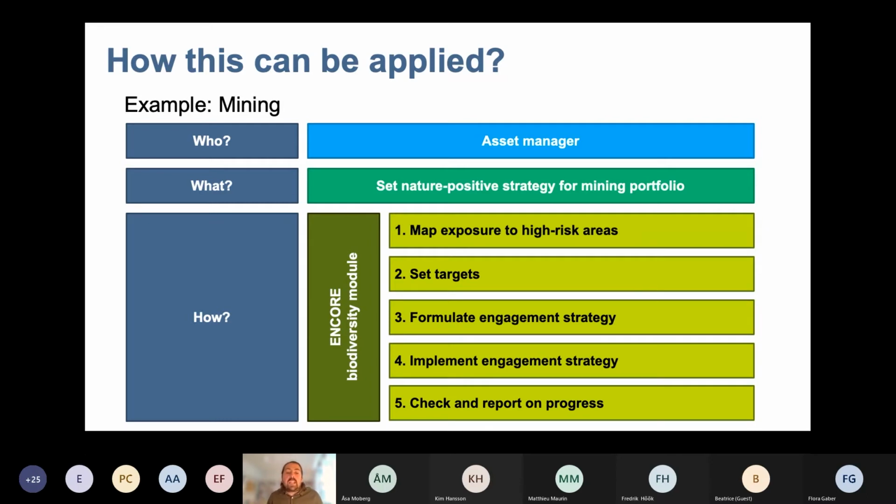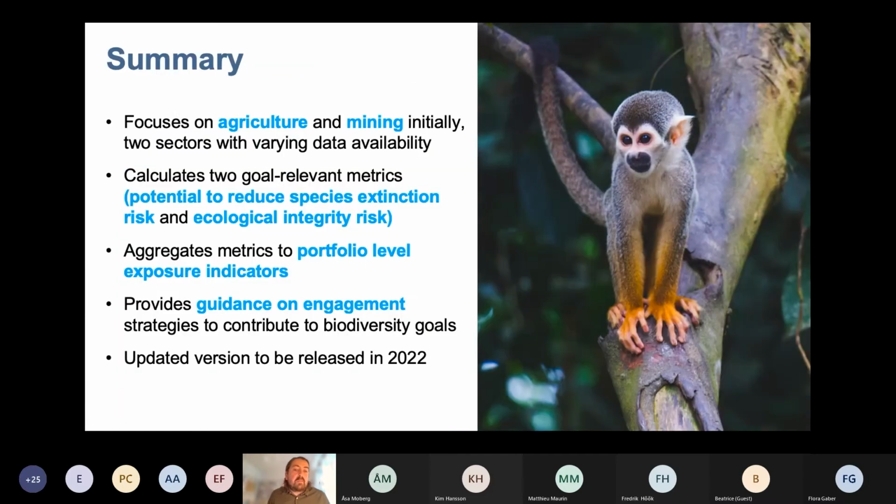So the ENCORE tool really helps with the first stage, the third stage, and the fourth stage, with the portfolio overview helping to set targets, but potentially more specific and responsive indicators needed to track performance through time. I'll just provide a quick overview on the next slide, just to summarize the information that I've provided today.